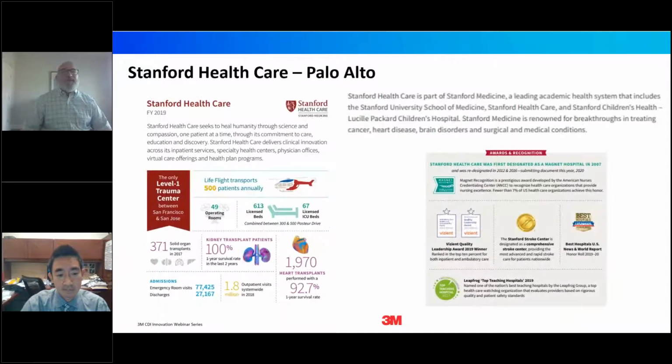Tell you a little bit about Stanford. Stanford Health Care is located in Palo Alto, California. That's where our main campus is. We have a secondary campus at ValleyCare, which I'll review as well. We're part of Stanford Medicine, at Stanford University, the School of Medicine. We are a level 1 trauma center, the only one between San Francisco and San Jose, which is an interesting fact. And we do a lot of different types of care here.